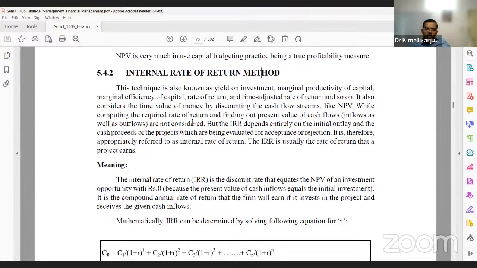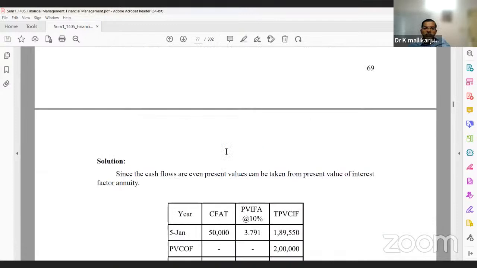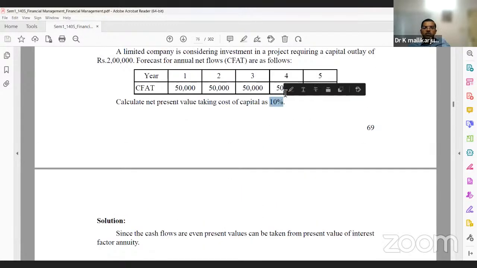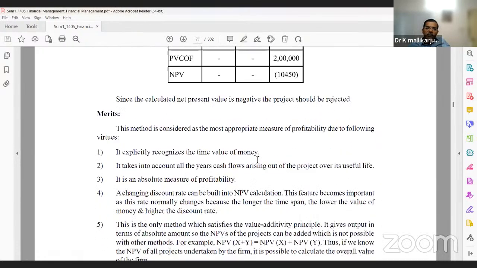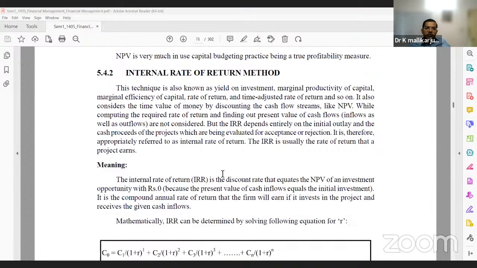The next method is the internal rate of return method. Here, for the NPV method we assume that the cost of capital is 10%, 12%, or 8%. It depends upon the company policy; they will assume a cost of 10, 12, 15, or 13%. Whereas in this IRR method, no percentage is given. We need to calculate the IRR percentage.